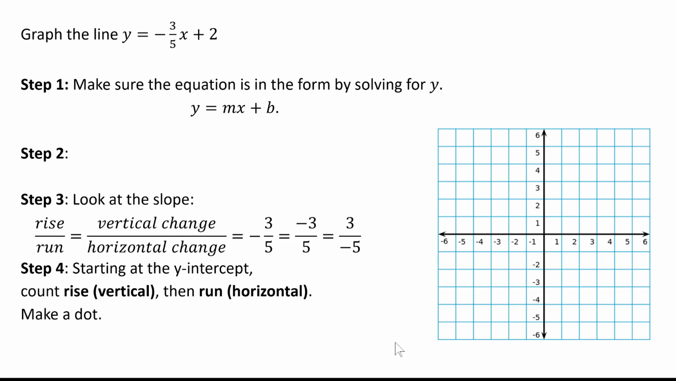So step 2 is to graph the y-intercept. So you look at the constant, which is 2, and you make a dot on your graph. That's the y-intercept. All right, now look at the slope. You're going to look at the rise over the run. So in this, hang on just a second, I forgot to circle the slope. So here's the slope in your equation. It's the coefficient of x.